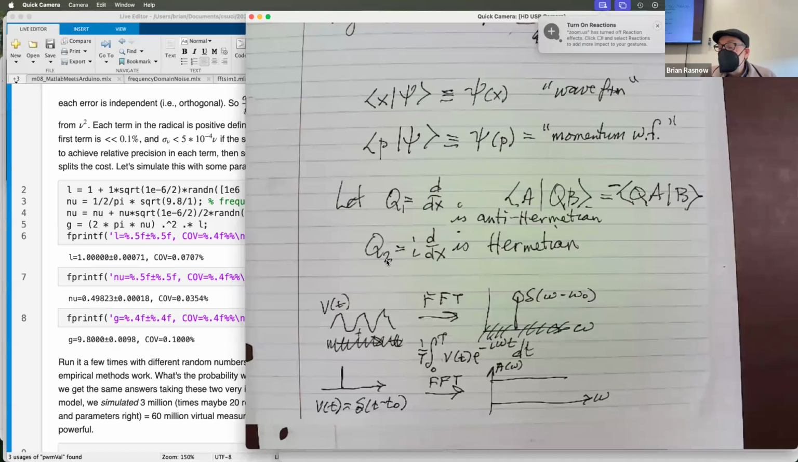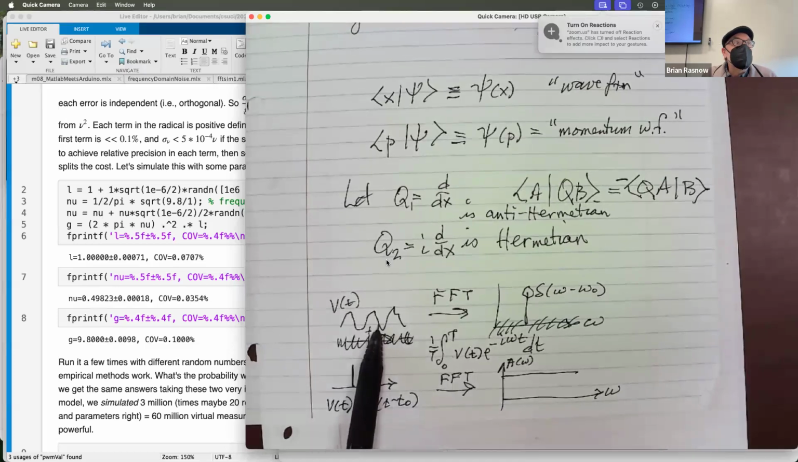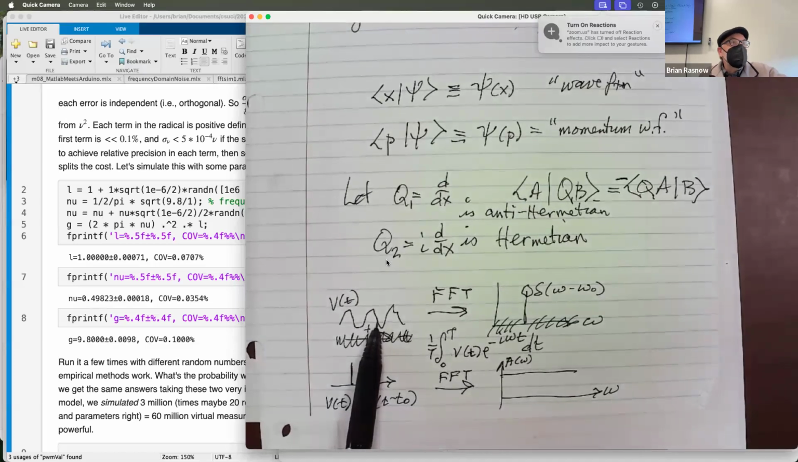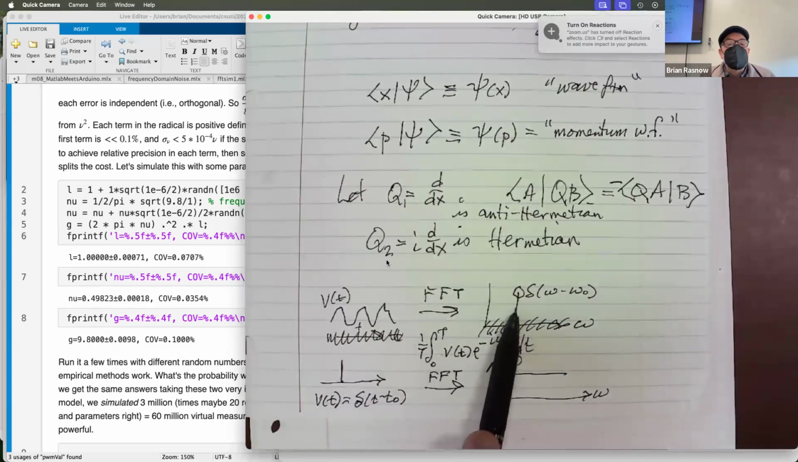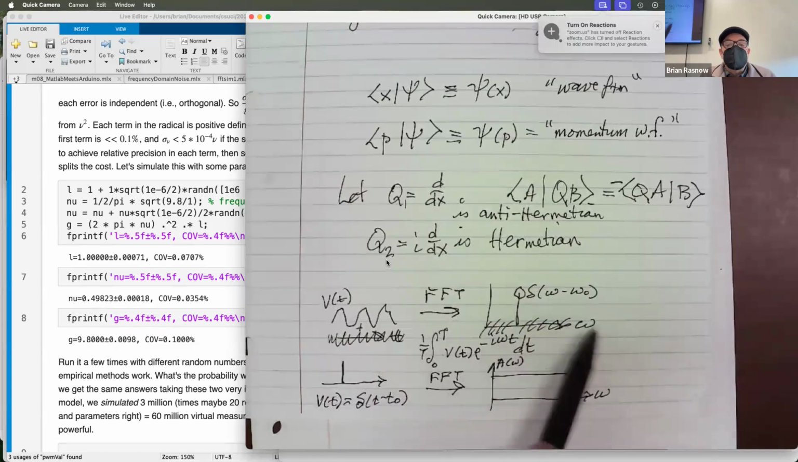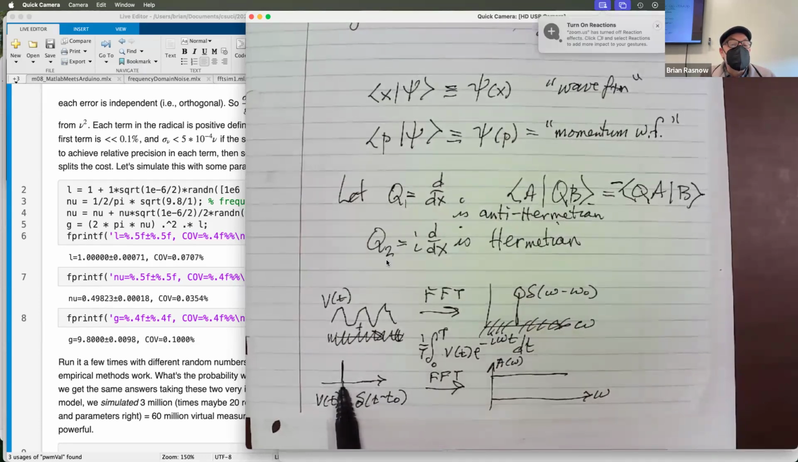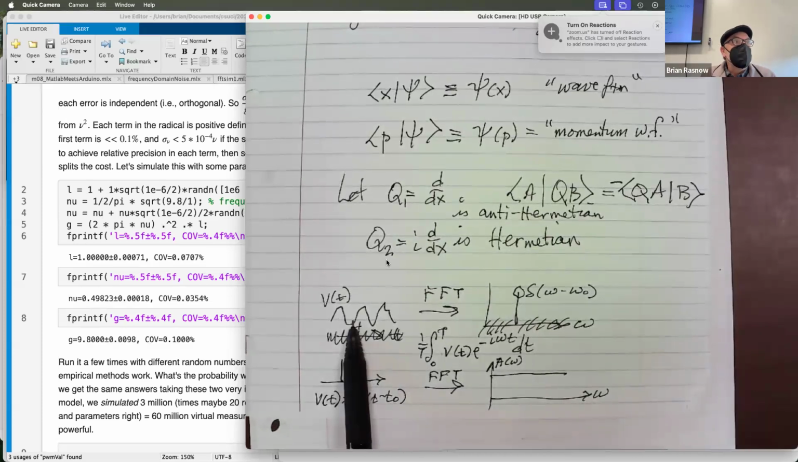Another way to think of it: this is an eigenstate of the momentum operator, right? Because what's the momentum of this? It's got constant wave number. And this is an eigenstate of the position operator, right? Because where's the particle? It's right there. Where's the particle here? It's everywhere, right?